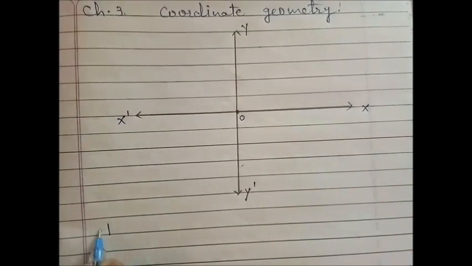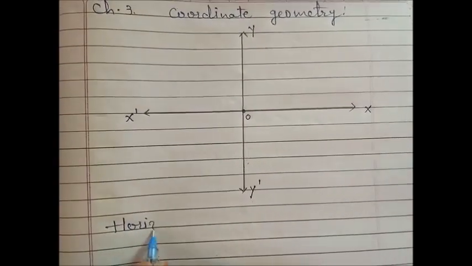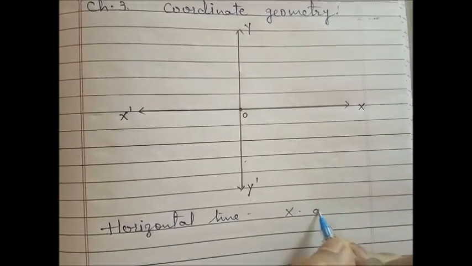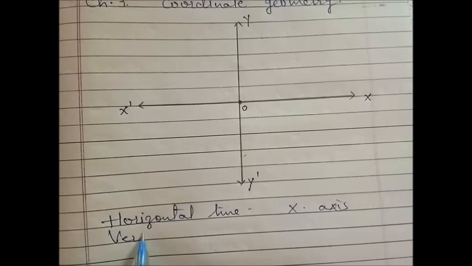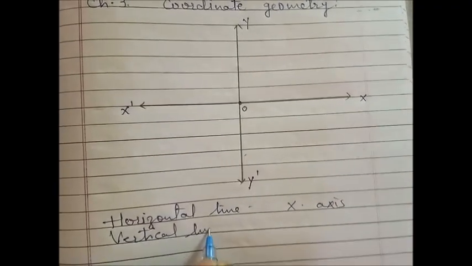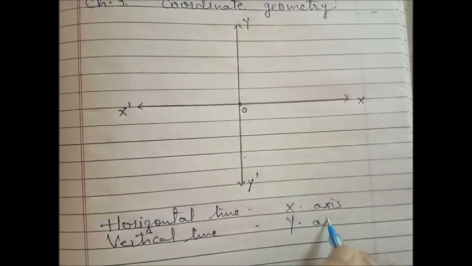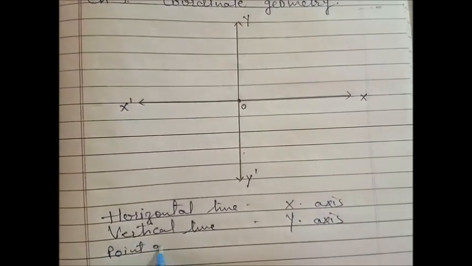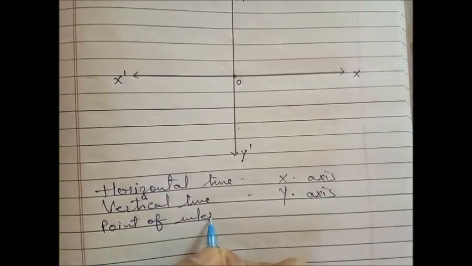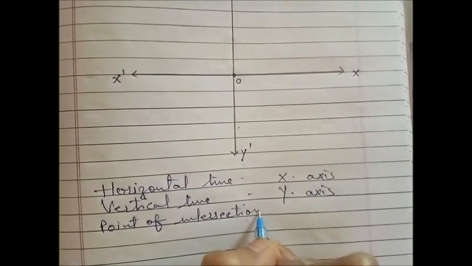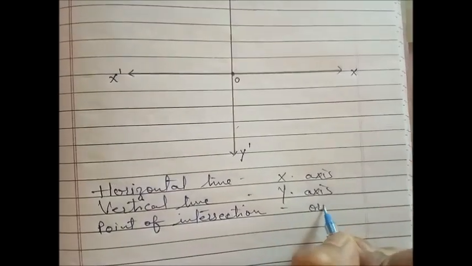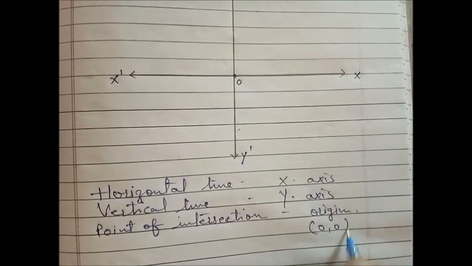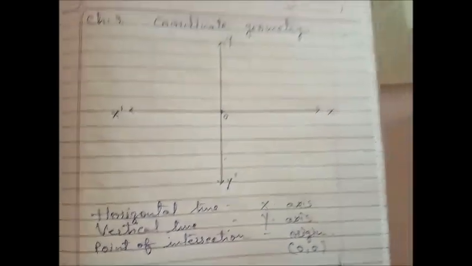Right, so you can write that horizontal line is known as x-axis and vertical line is known as y-axis. Right, then point of intersection of both the axes, that is known as origin. And for origin, what are the coordinates? It is (0, 0). x is also 0, y is also 0.